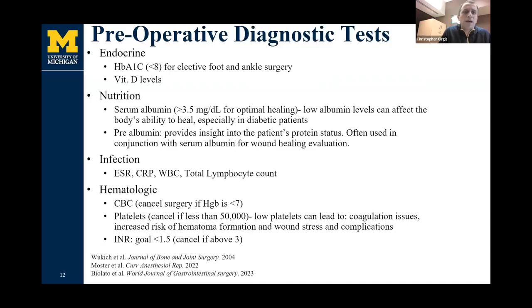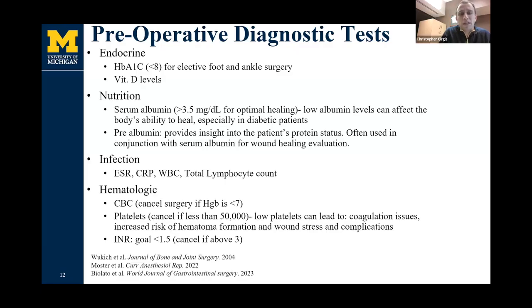A lot of our patients are going to have diabetes. The number that we look for typically is an A1C less than 8 for elective foot and ankle surgery. As far as nutrition goes, there have been some studies that have described serum albumin and prealbumin as factors that can contribute to poor healing. So that is something to monitor.